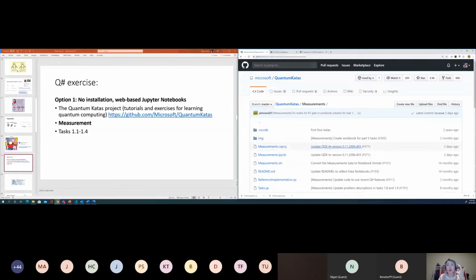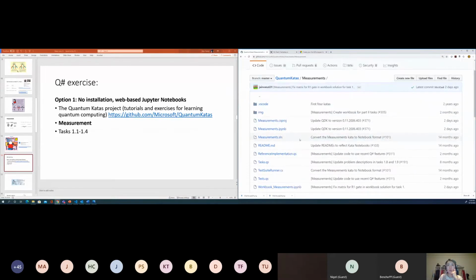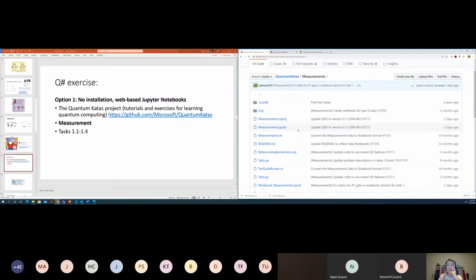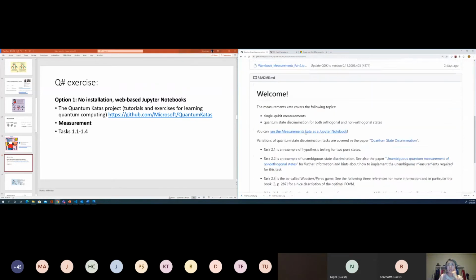You should all go onto your own browser and open this up and open the measurements exercise. It lets you run this kata directly on the Jupyter Notebook online, so no installation. But as Barry pointed out, if you want to save your answers and everything, you can download it and run it locally on your own computer. You can run it using Jupyter Notebook, or you can also use the Quantum Development Kit.